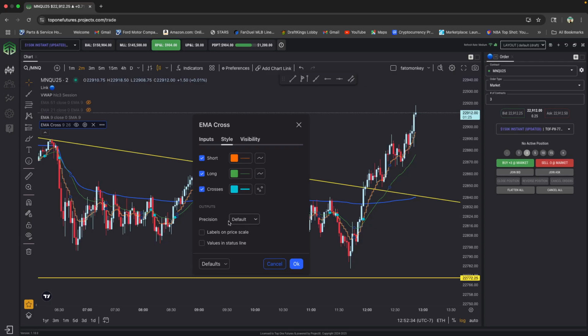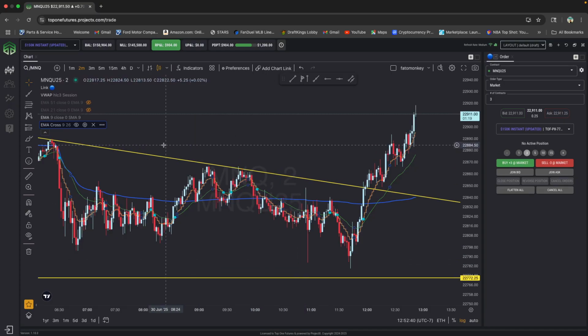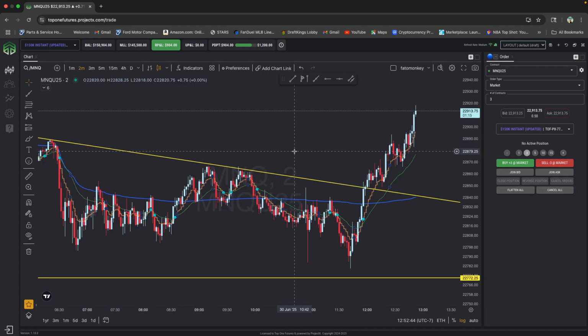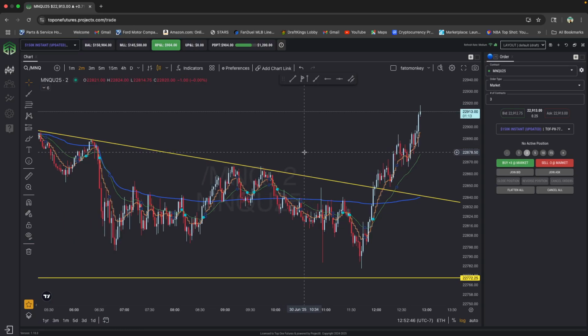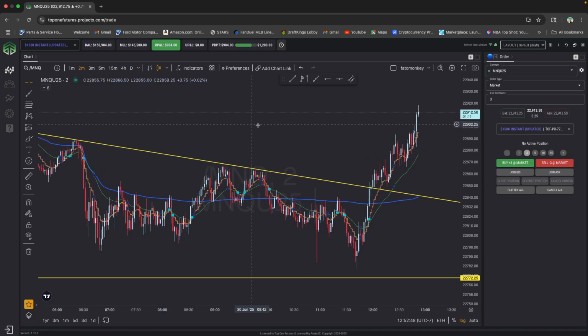Then you can uncheck these. By default those are checked. Just uncheck those so you don't have to see anything. So I'm going to go through the steps, what I look for, and what the pros and cons are. Today the market is still open.